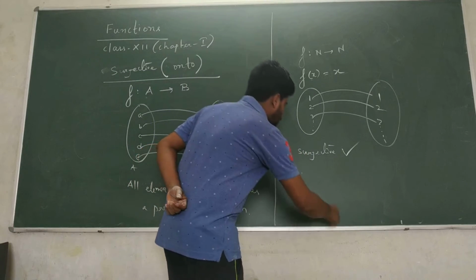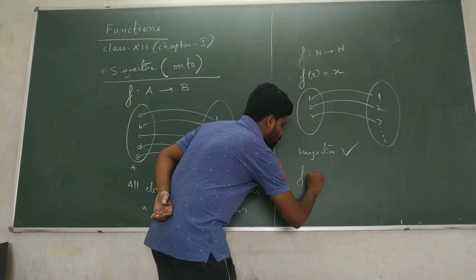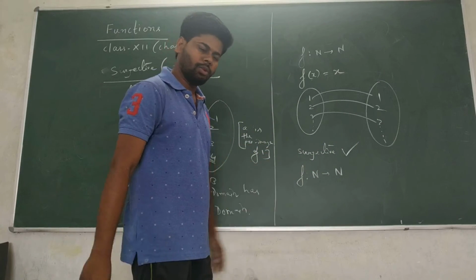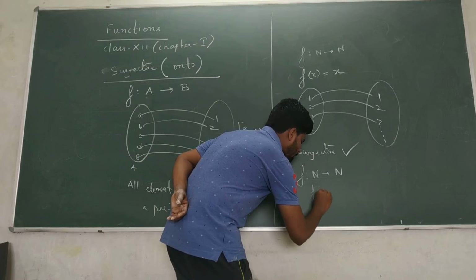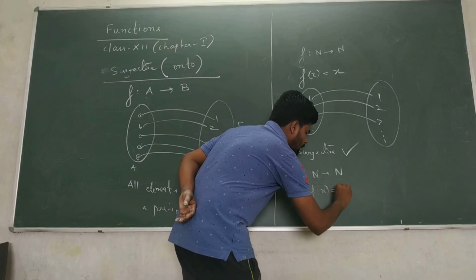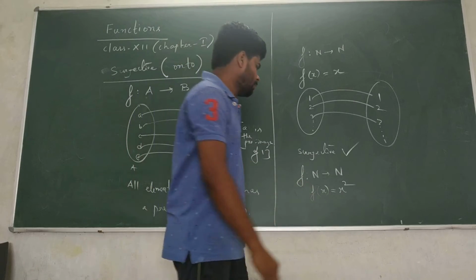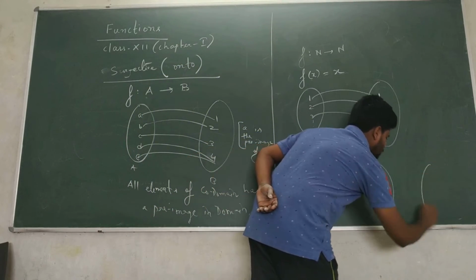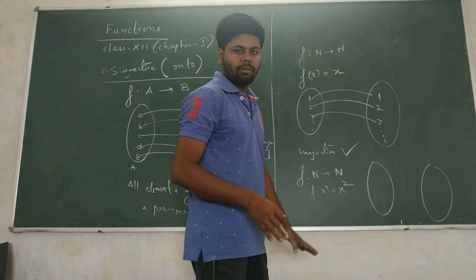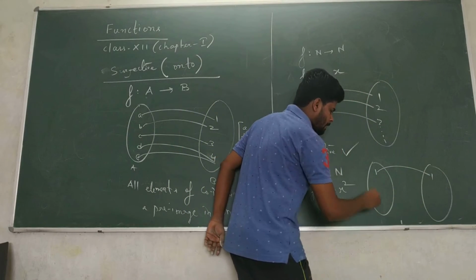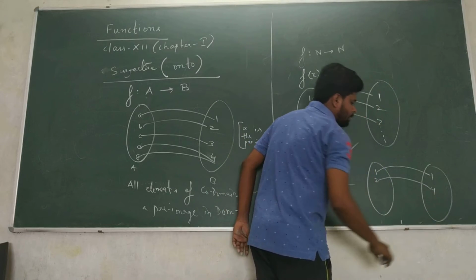Now let us take some examples where the function is not surjective. Now I am taking one more example. f is from N to N again, and again defined by f(x) equal to x square. You remember we have taken this earlier also. So N to N, remember, natural number to natural number. So 1 will go to 1, 2 will go to 4.